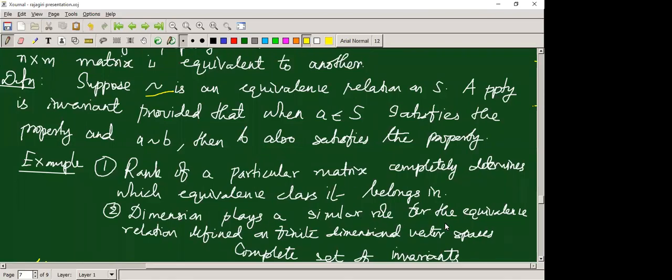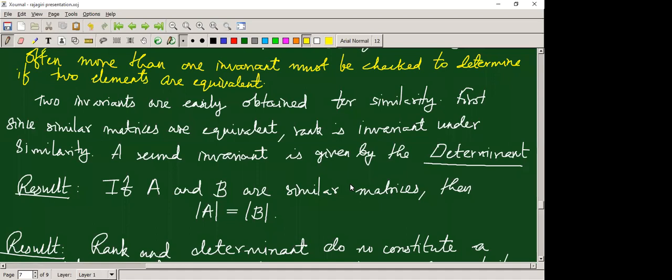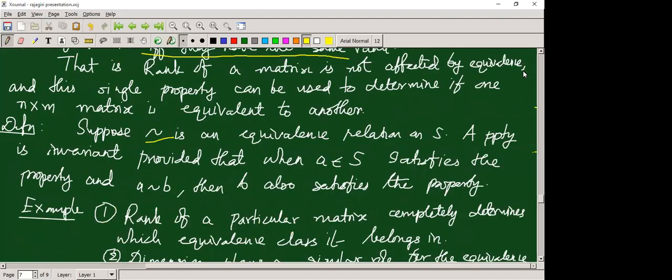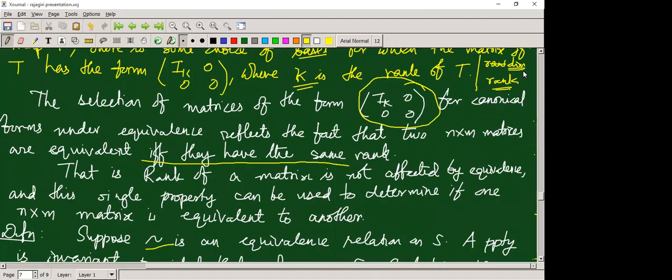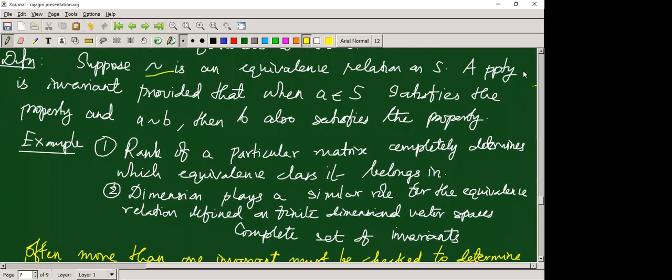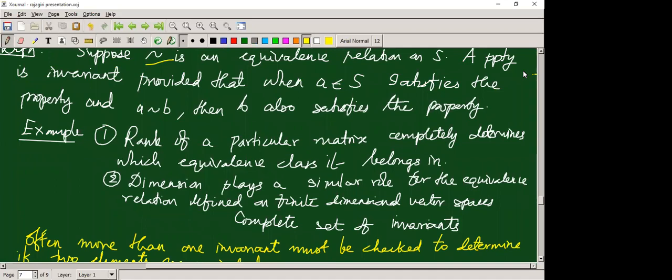Dimension plays a similar role for the equivalence relation on finite dimensional vector spaces. So the rank of a particular matrix completely determines which equivalence class it belongs to. Dimension plays a similar role for the equivalence relation defined on finite dimensional vector spaces.